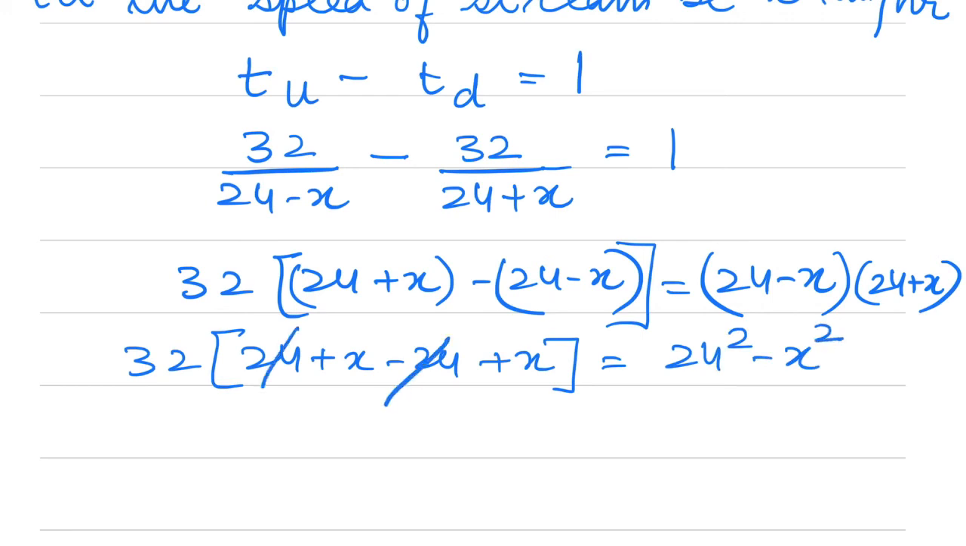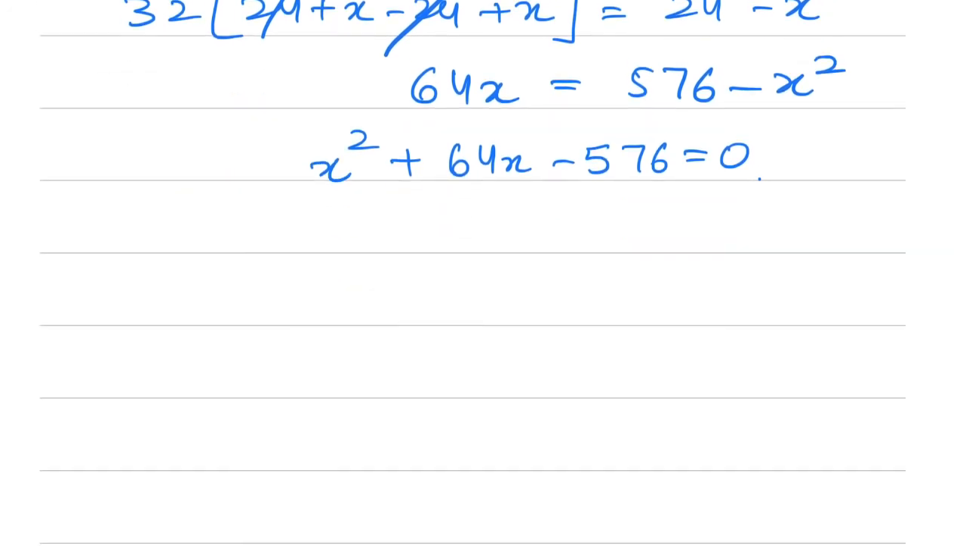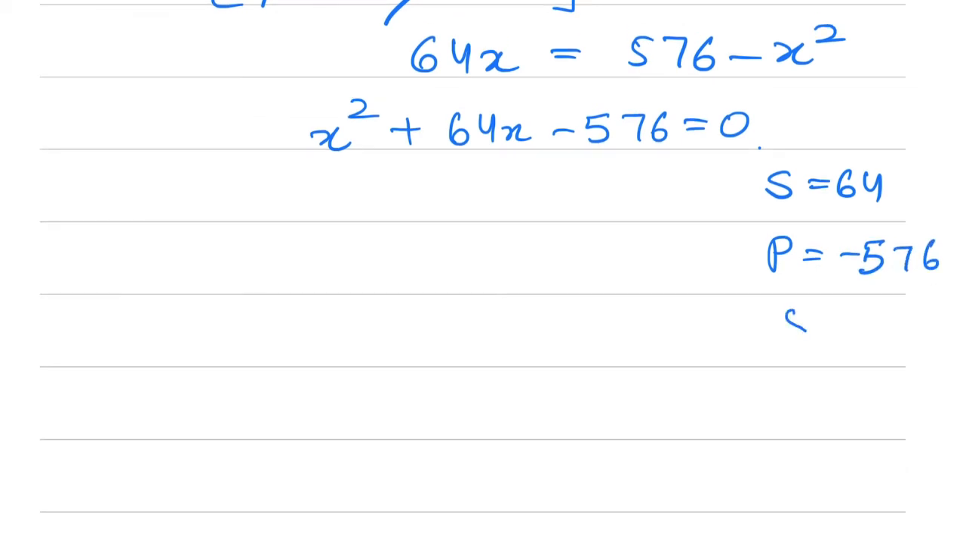This 24 and 24 gets cancelled, so 32 into 2, so 64x is equal to 576 minus x square. So everything bringing on the left hand side, we get x square plus 64x minus 576 is equal to 0. Now we have to factorize this equation. So for that we need to find out two numbers such that sum is equal to 64 and product is equal to minus 576. So let's find out the factors.